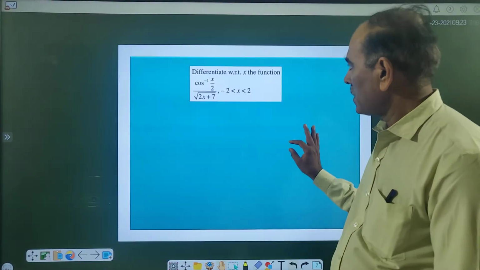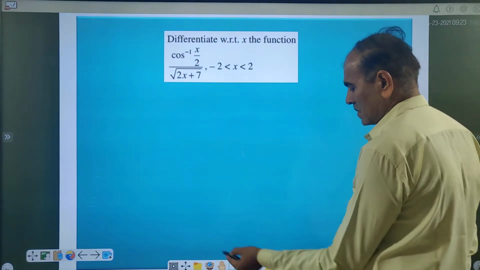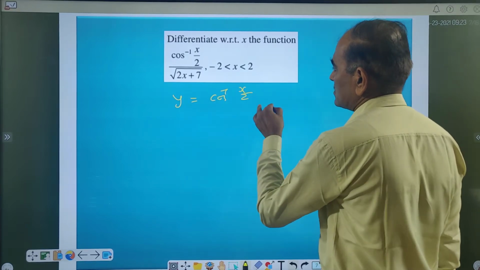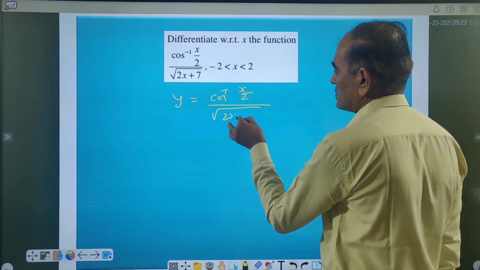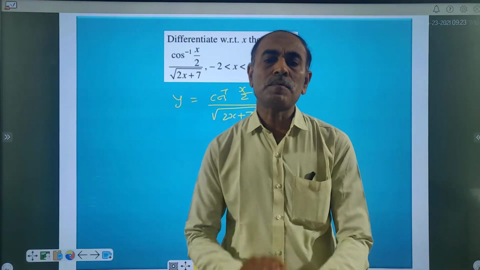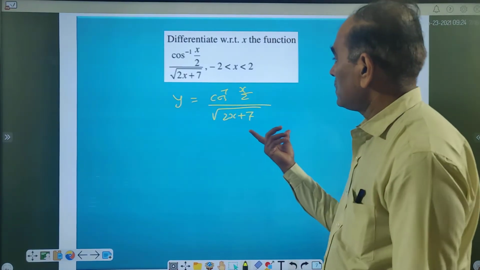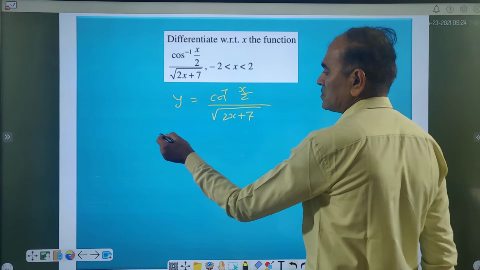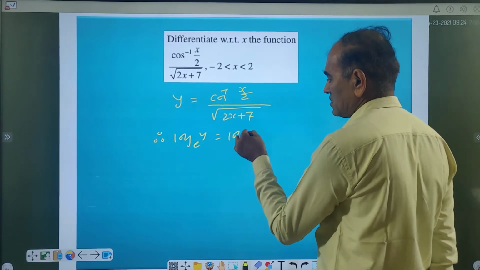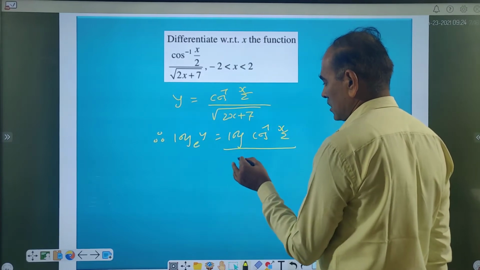Next one, see. Differentiate this function with respect to x, call it y: cos inverse of x by 2 upon under root 2x plus 7. One can apply the division rule directly also, but if possible, avoid the division rule. How? Here the right hand side is in terms of x only, so take log. More than 2 functions are given to us, so we take log on both sides. Log cos inverse x by 2, sorry.